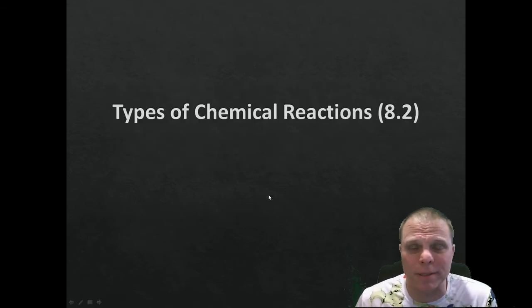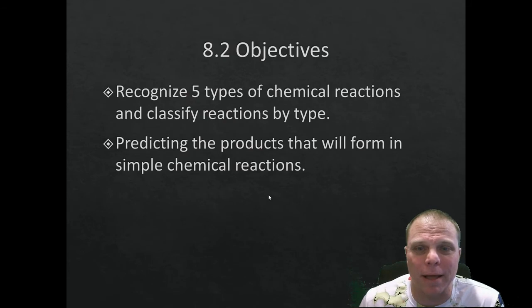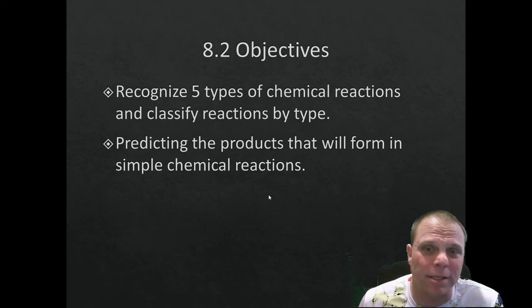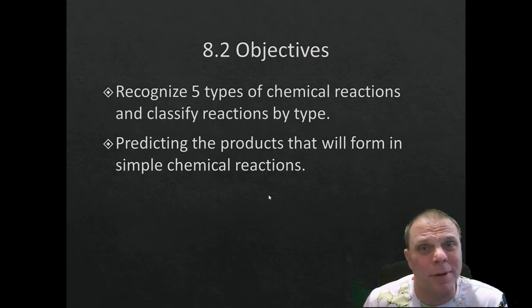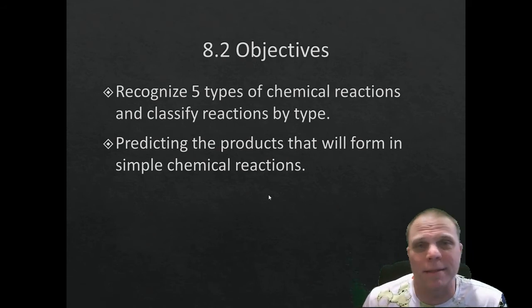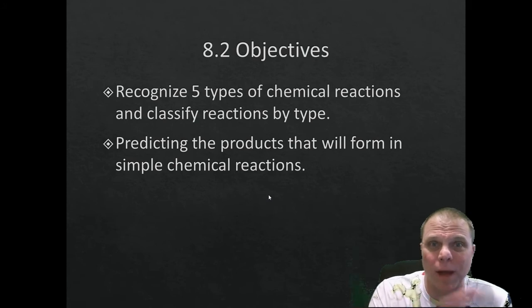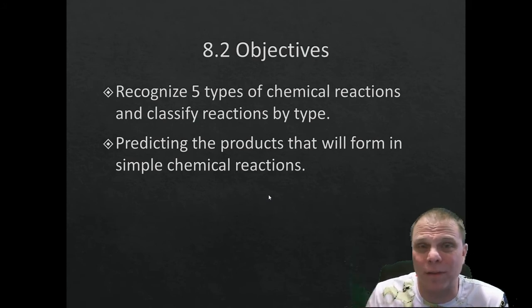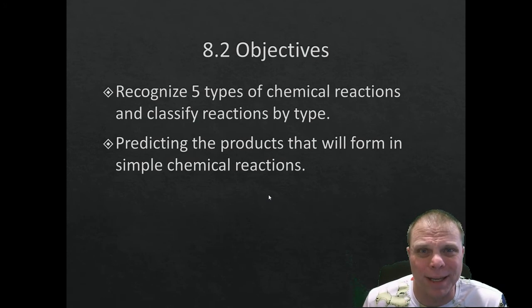This is section 8.2 in your book, and we are going to have these two objectives: to recognize 5 types of chemical reactions and classify the reactions by type. And then we're going to learn how to predict the products that will form in these simple chemical reactions. So, we're going to give you a couple different reactants, and then you have to guess what the products are going to be. We're going to give you some tricks and tips to help you figure out how to do some of that, of course.